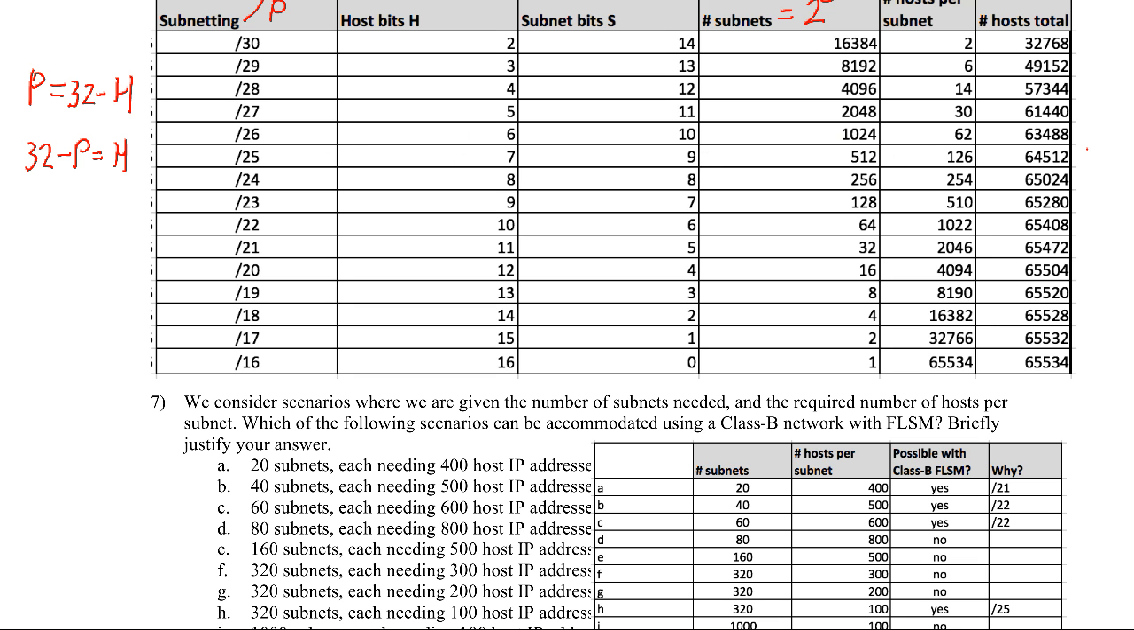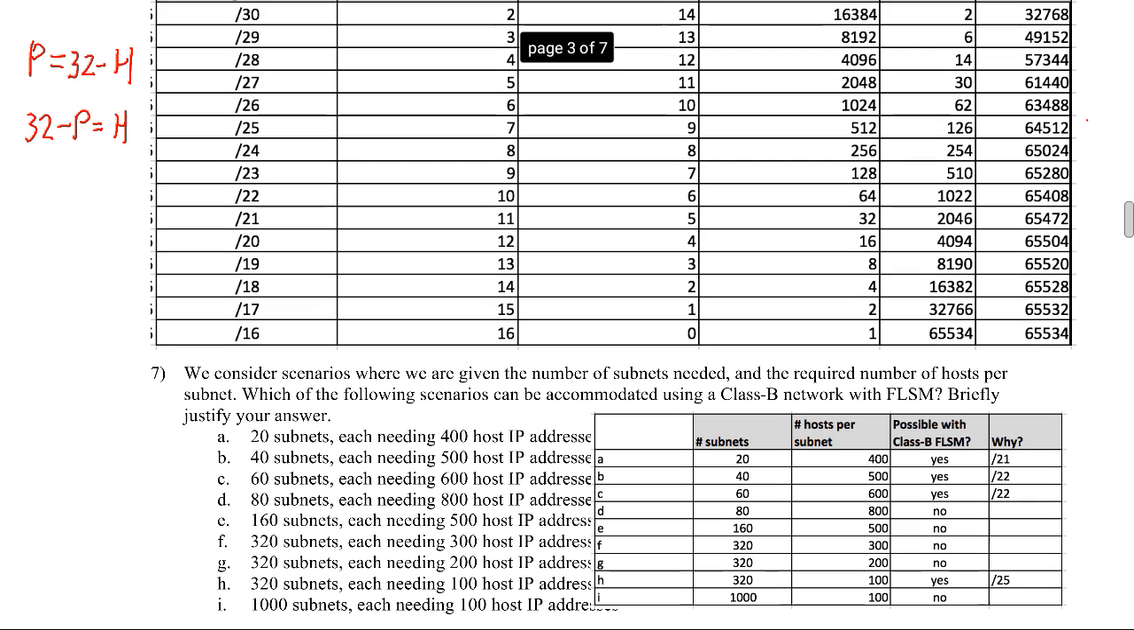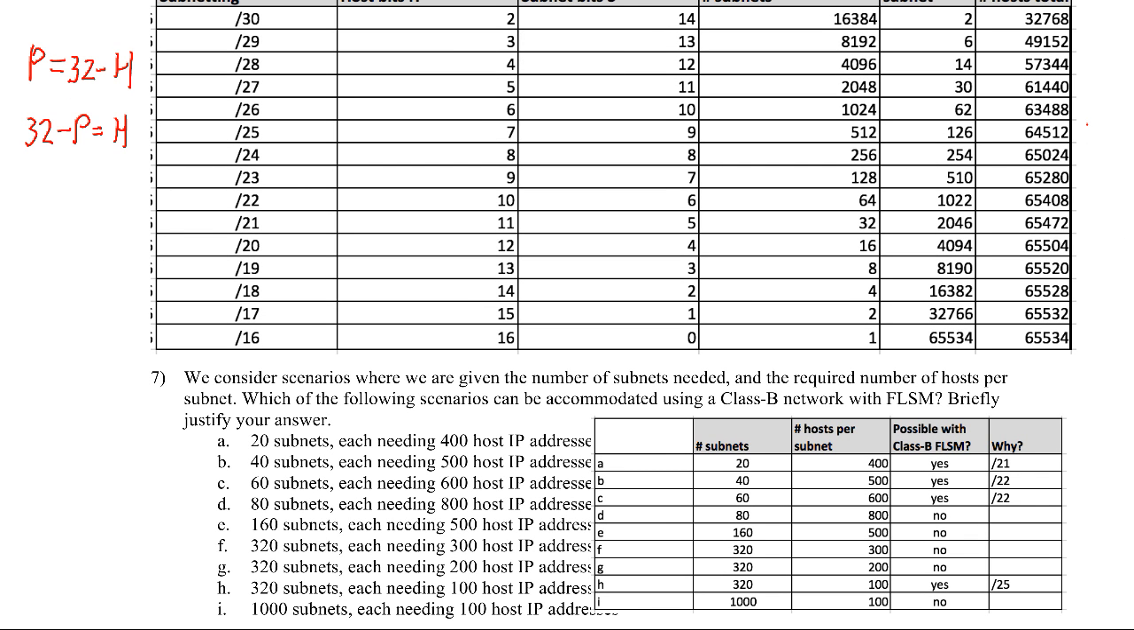And finally, the last one, 1,000 subnets with 100 hosts each. To get 1,000 subnets, I got to go up to a /26, but I've only got 62 hosts each, so the 1,000 with 100 is a no. I hope that helps on these problems. You can see how useful this table is when you're trying to solve this type of problem, which is very typical, something that you'll see on a CCNA exam, for example. Hope that helps.